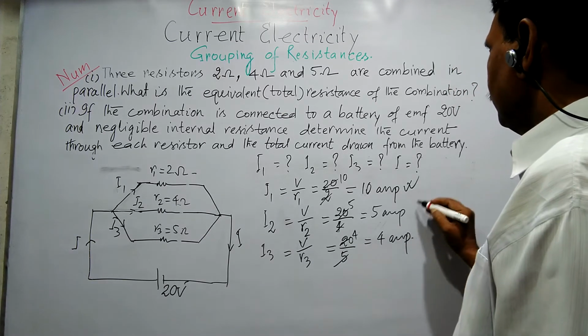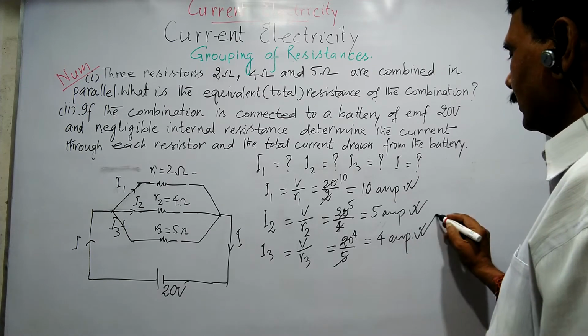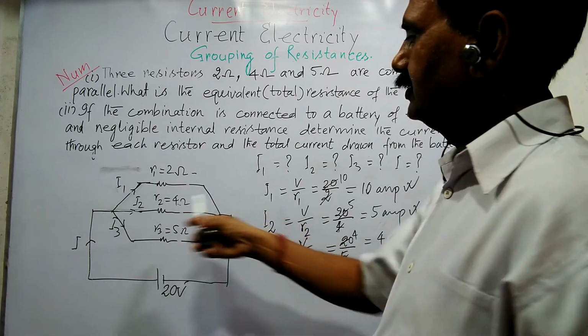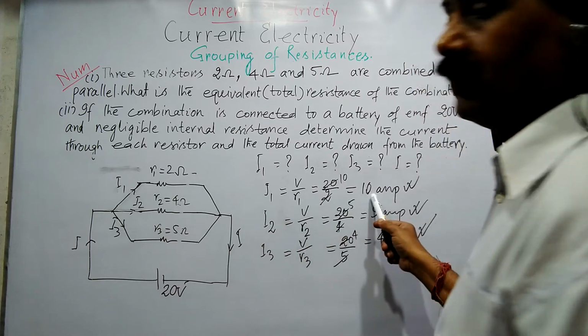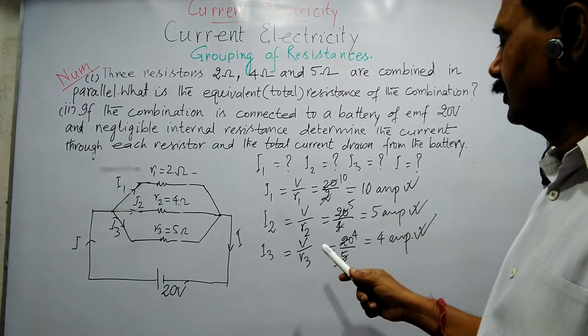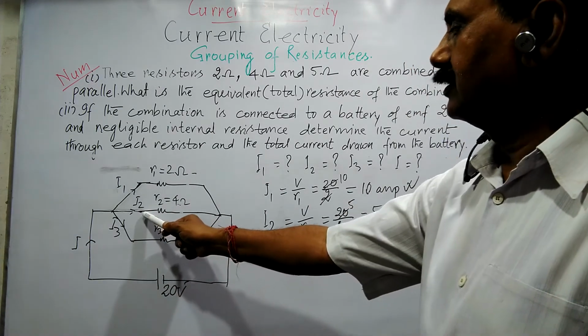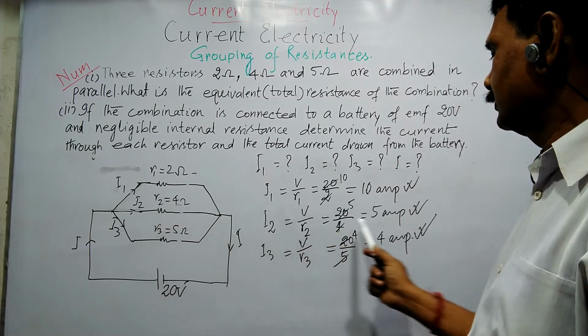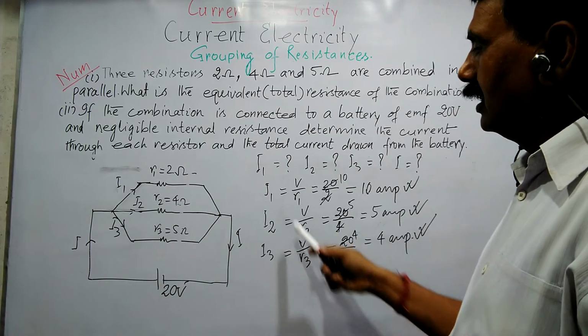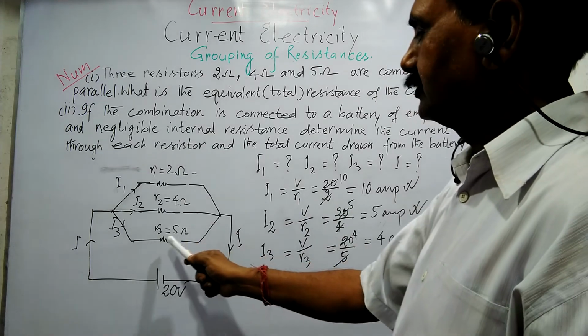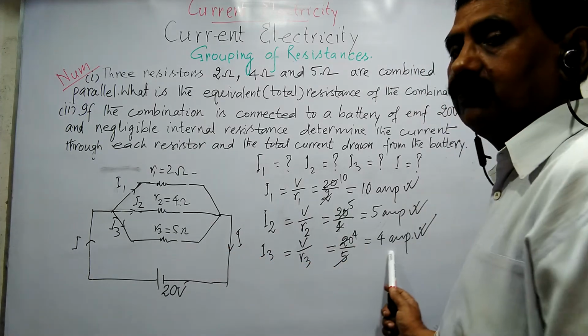Okay, then these are the 3 currents. Current I1 is passing through this, having value 10 ampere. Current passing through the second resistor of 4 ohm is 5 ampere, and current passing through the third resistance of 5 ohm is equal to 4 ampere.